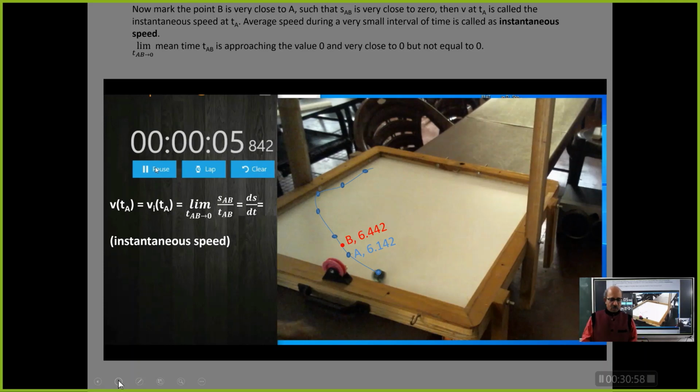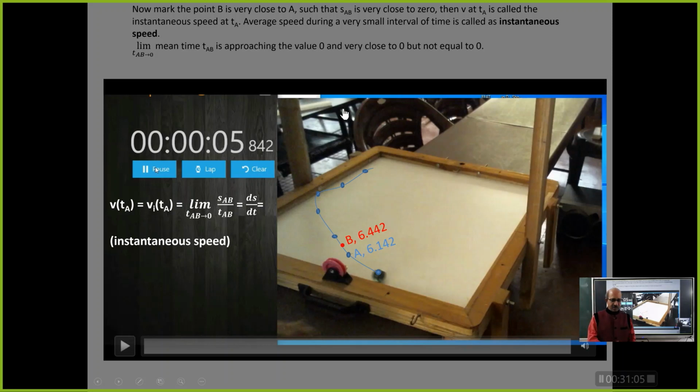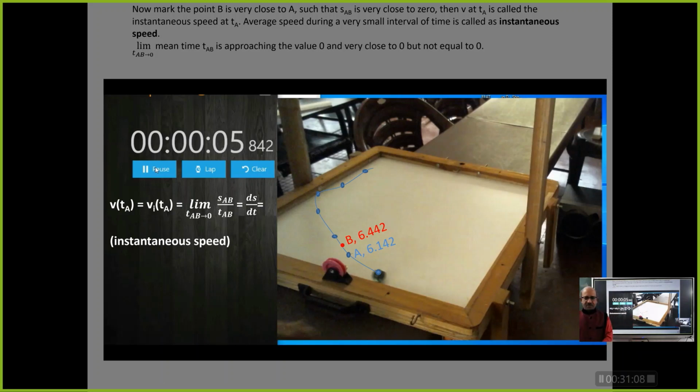Now I am introducing one more concept here. You have to understand this very carefully. Please read what is written here first, and read it very carefully. If you are finished reading, you tell me.